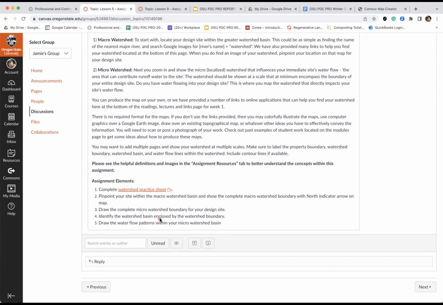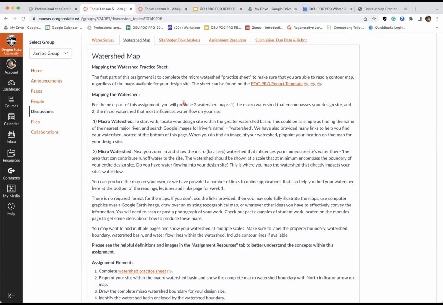Another thing we're going to look at is placing the basin around that. So we have a boundary, and then the basin is within that. And then how do those water flow patterns flow within the micro watershed? So that seems pretty straightforward.